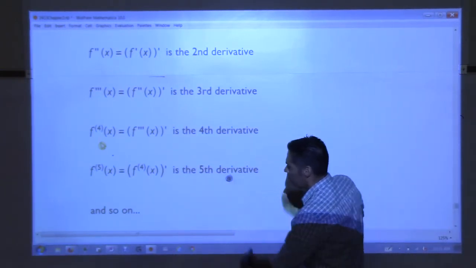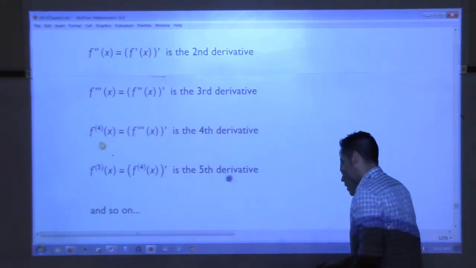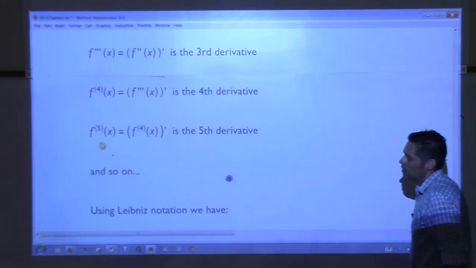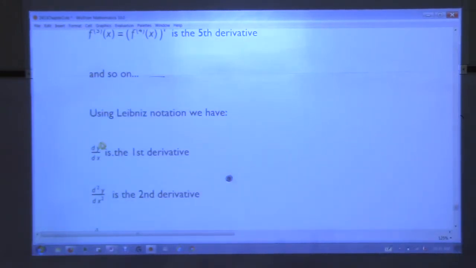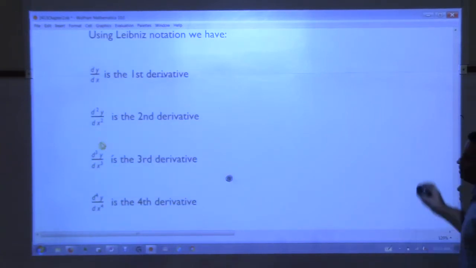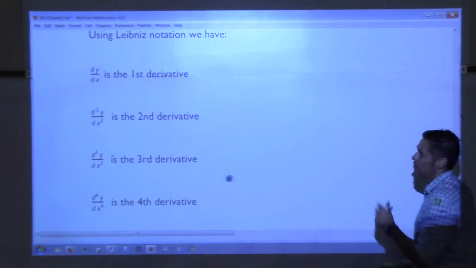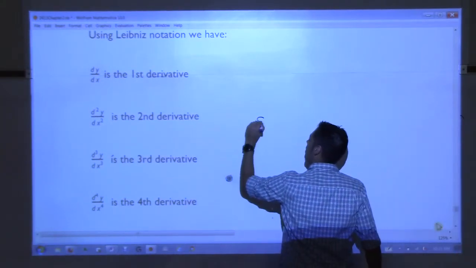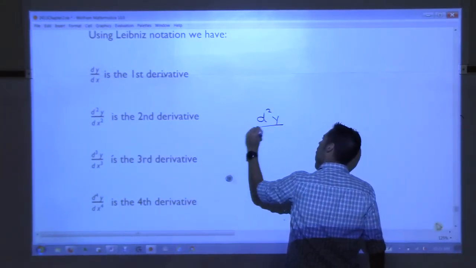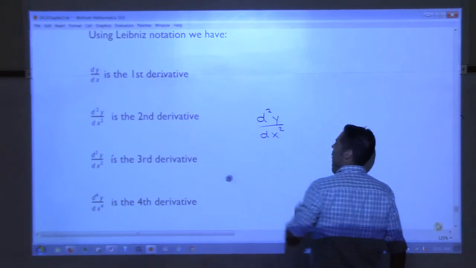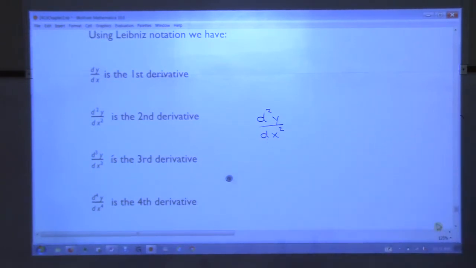All right, so fifth derivative and so on. We can keep going. Now, using the other notation is a little more complicated. The Leibniz notation. So I'm going to write this second one. It's d2y over dx2, like that. That's the notation for the second derivative using Leibniz.